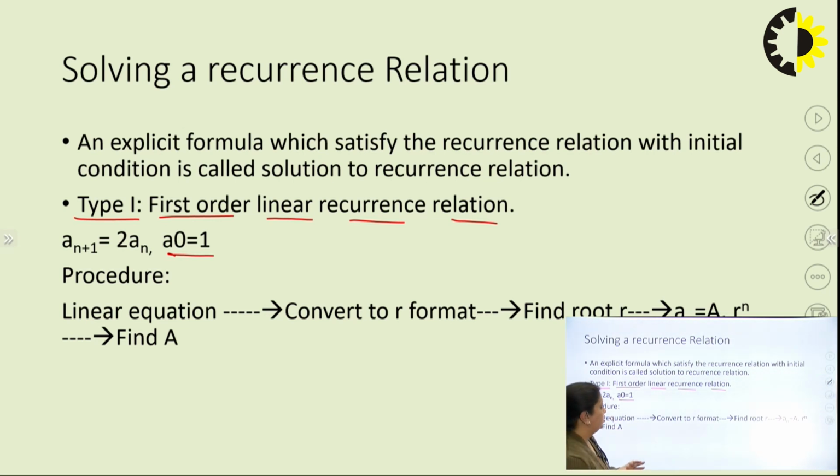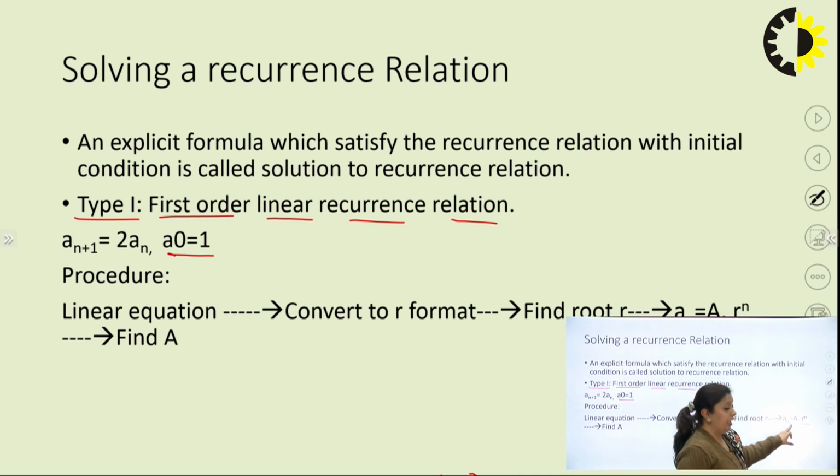Now, the general procedure to solve this type of recurrence relation is, first of all, I will form a linear equation from this given equation. Then we will convert this particular equation to R format. After converting it to R format, I have to find my root R, and then the general solution to this first order linear recurrence relation is given as a_n is equal to capital A, where this capital A is nothing but a constant, into R to the power n.